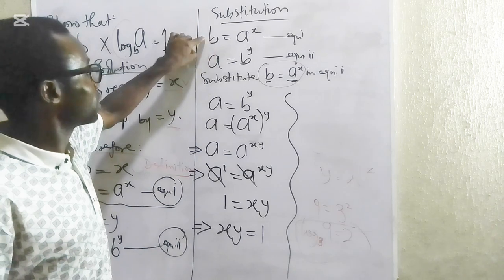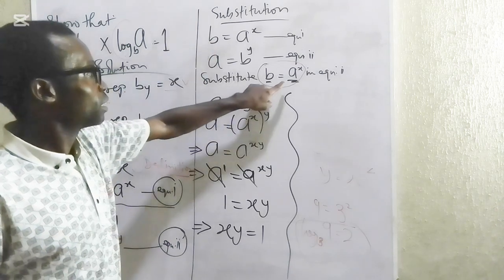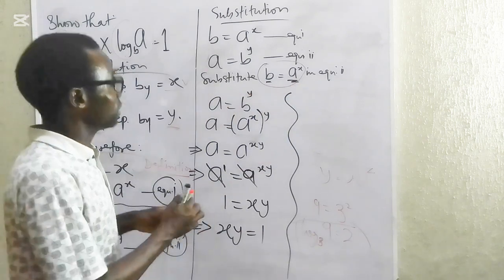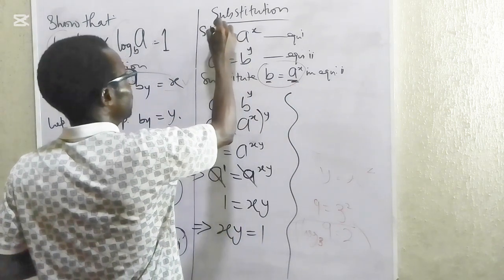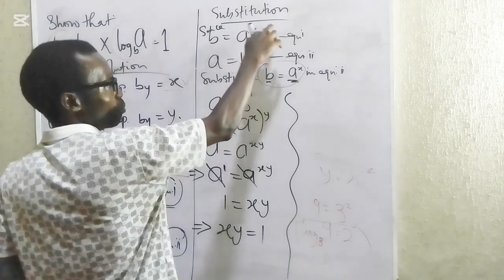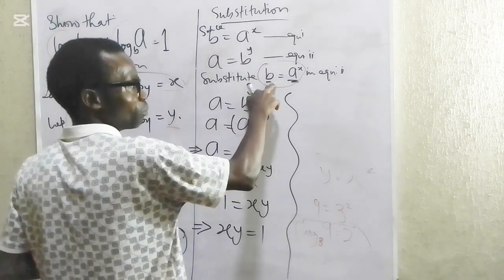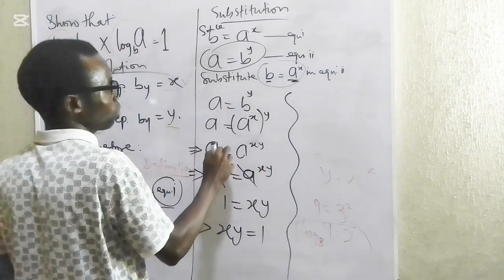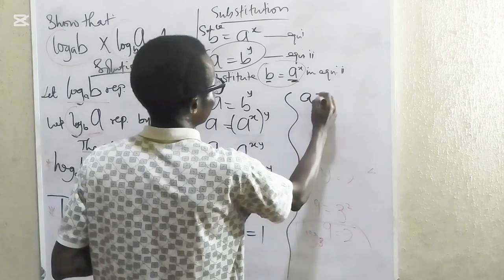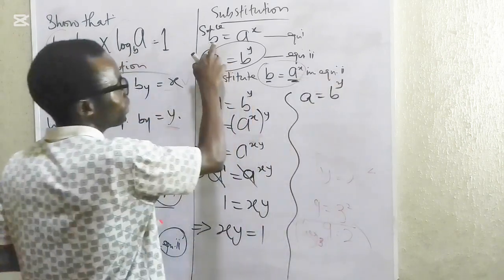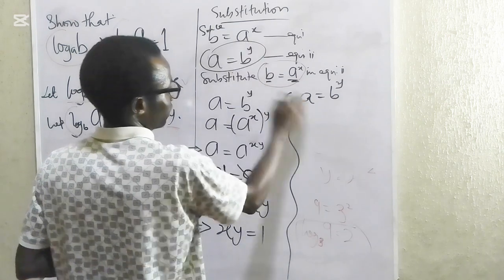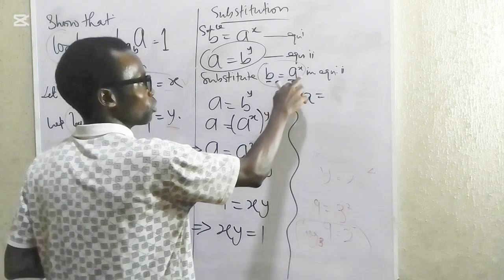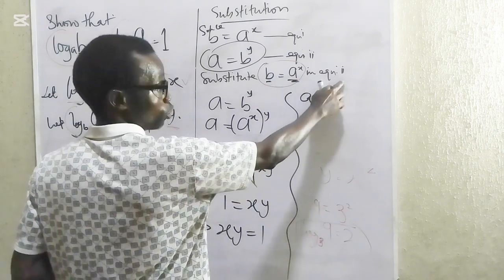In other words, we substitute b into equation 2. Since b is equal to a raised to the power of x, we substitute the value of b into equation 2. What is equation 2? It is a equals b raised to the power of y. So wherever we see b, we substitute a to the power of x. So b is equal to a^x, and we substitute it into equation 2.